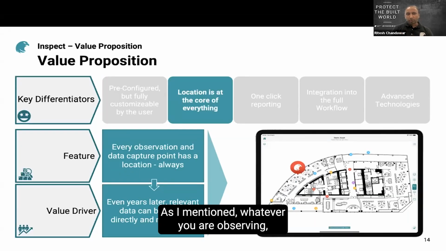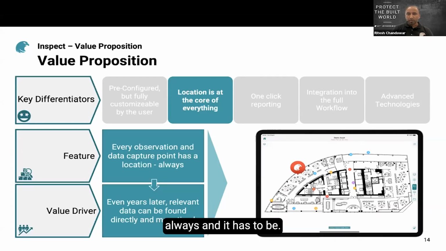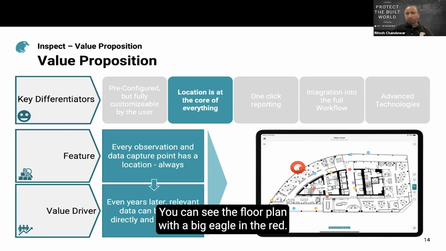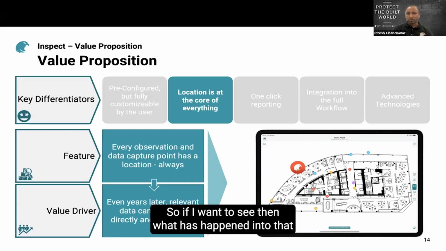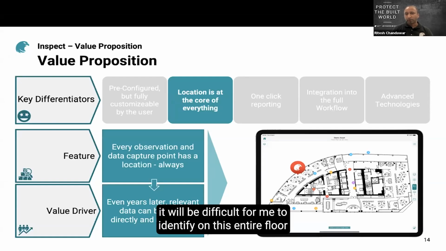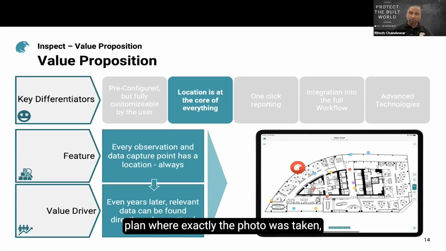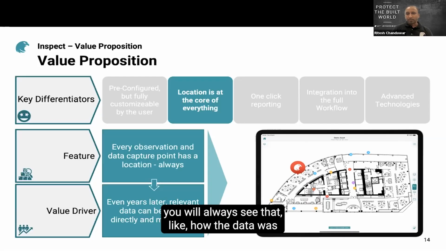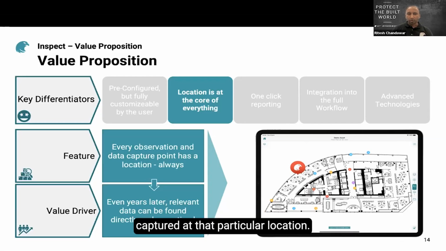As I mentioned, whatever you are observing, every observation and data capture point always has a location, and it has to. And that's the way, on this floor plan on the right bottom, you can again see the floor plan with the big eagle in the red. If I want to see what has happened in that particular cubicle, and if I only have the photos of the surroundings, it will be difficult for me to identify on this entire floor plan where exactly the photo was taken, unless it has this pin location. So even year after year, if you go there, you will always see how the data was captured at that particular location.